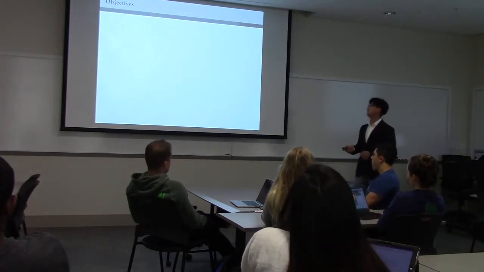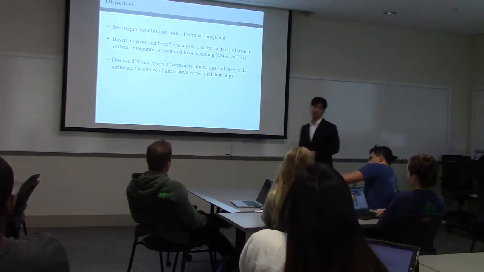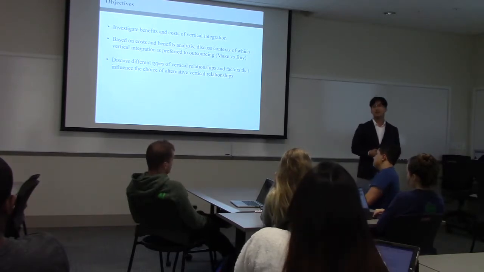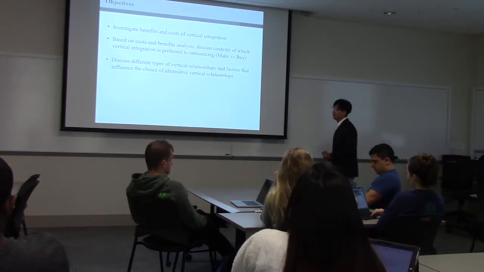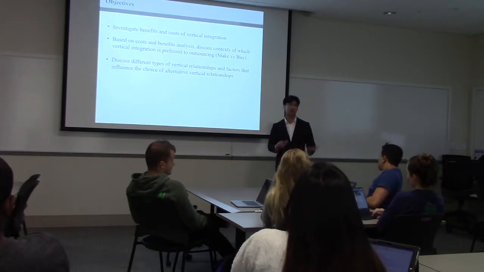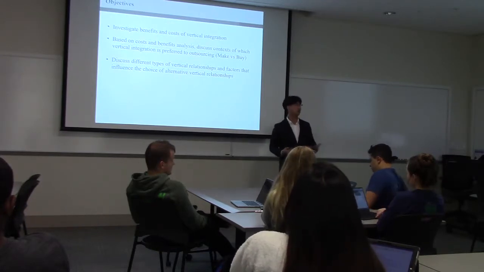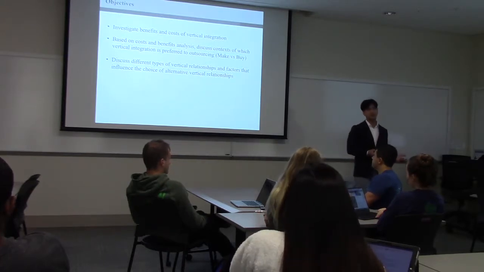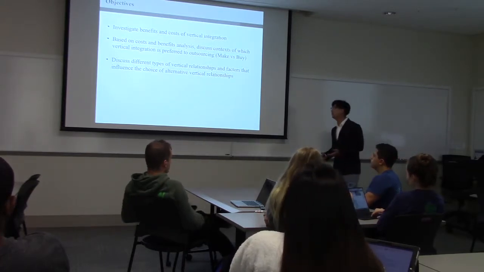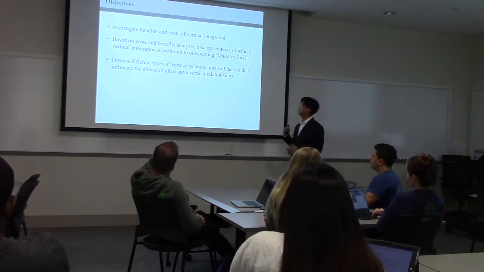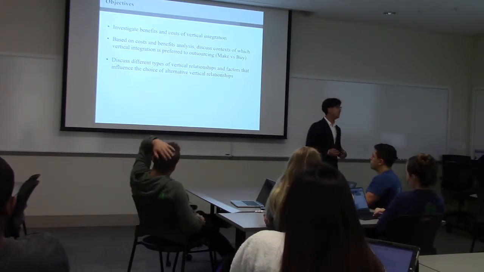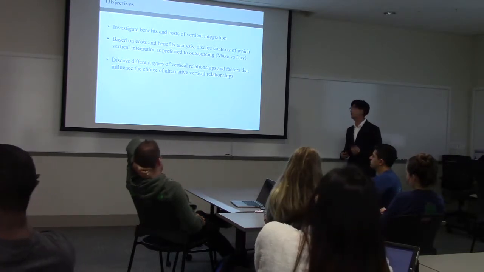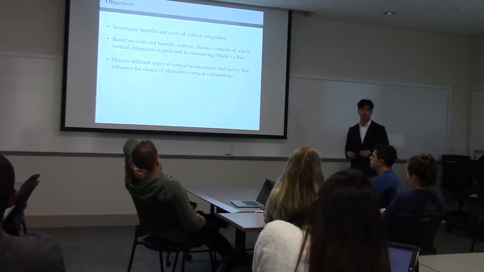Okay, so here are the objectives of the class today. I'm going to investigate the benefits and costs of vertical integration. And based on the benefits and costs, we're going to see whether the company is better off doing the vertical integration or outsourcing some of the activities. So in essence, does the company want to make their own stuff, or do they want to buy it from somewhere else? Okay. Lastly, I want to discuss the different types of vertical relationships and talk about factors that may influence the firm's choice among alternative vertical relationships.